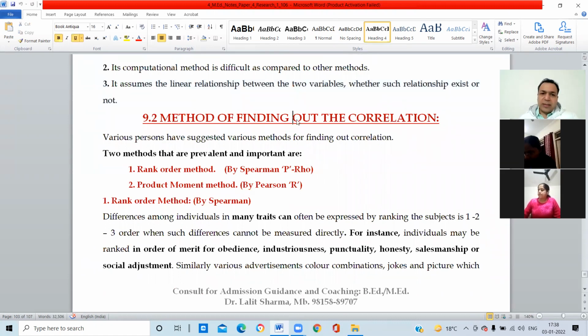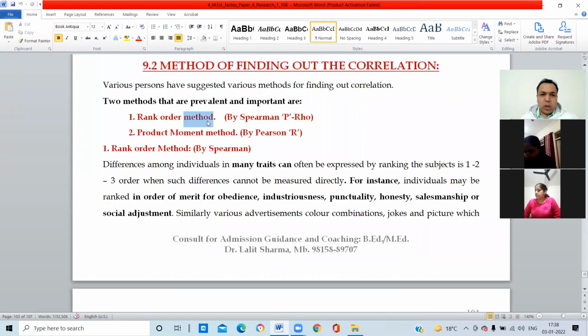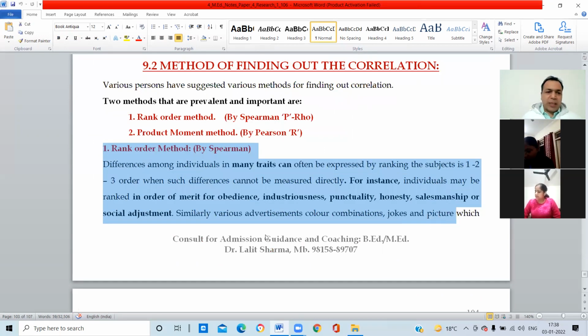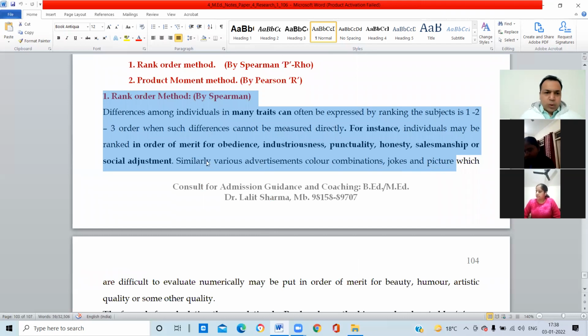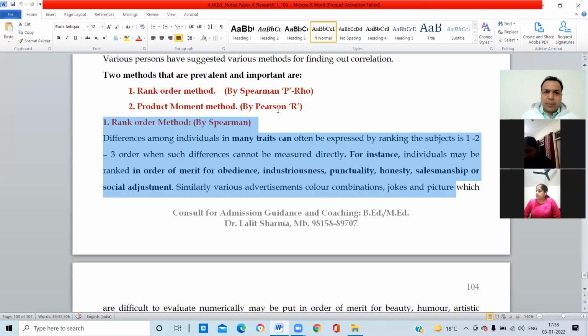Okay. Next, we discuss what are the methods for finding out the correlation. One is called the rank order method given by Spearman, and the second method is called the product moment method, which was given by Pearson. This thing you have to remember, right? And what is the rank order method or the product moment method? We just discussed it. Rank order method, which was given by Spearman. Differences among individuals in many traits can often be found by ranking the subjects 1 to n.